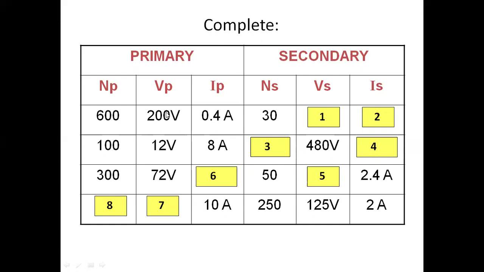So here NP and VP are given. So first we have to calculate VS. What will be Vs? Using the equation Np over Ns is equal to Vp over Vs. When we solve it, what is the answer? 10 volt. And then using equation Vp into Ip is equal to Vs into Is, we will get the output current in the secondary. And because input current is smaller, so output current will be larger. Which equation will we apply here?